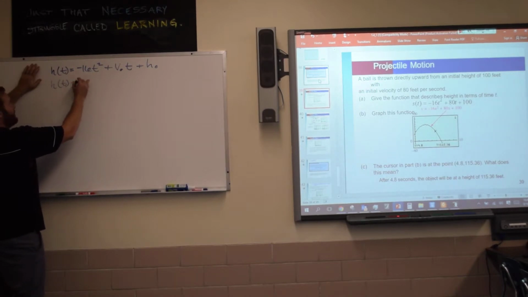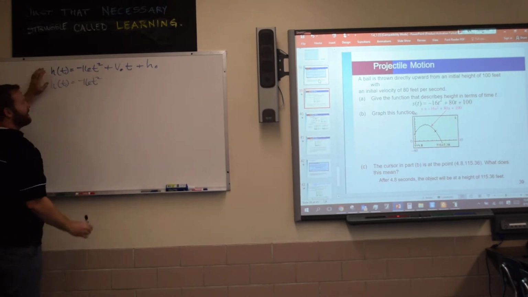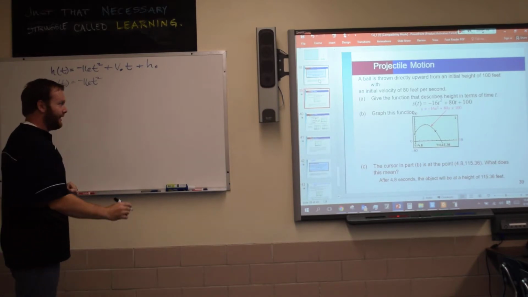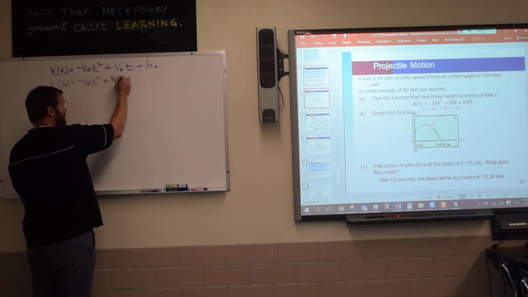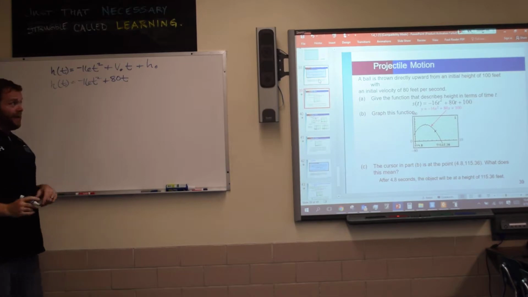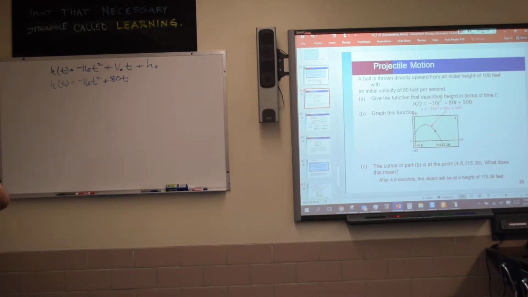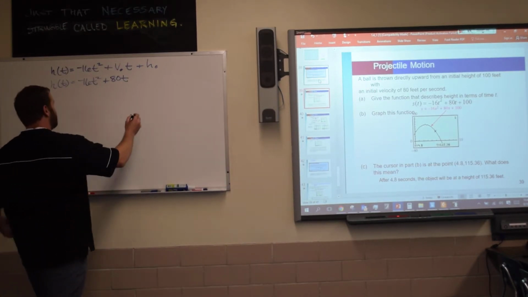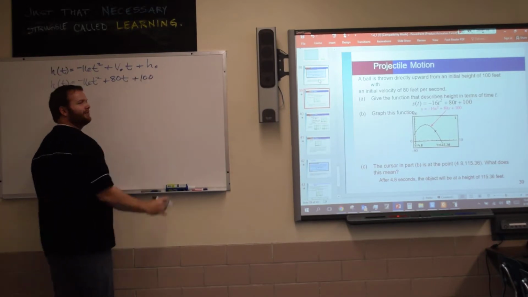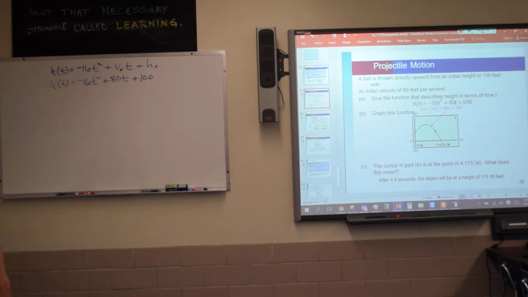So h of t is negative 16 t squared. Initial velocity, okay, 80 feet per second. And now it says we're going to do it from a height of 100 feet, right? So that means I'm standing maybe on a cliff or something like that, or the top of a skyscraper or whatever, and I'm throwing this ball straight up, and I'm going to wait for it to come straight down to ground level. Does that make sense?